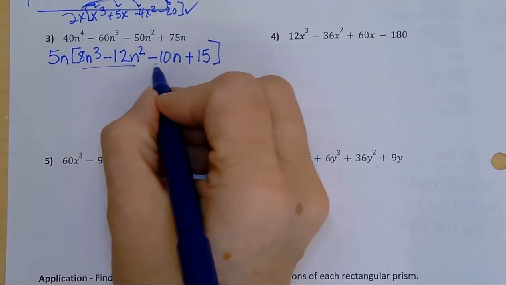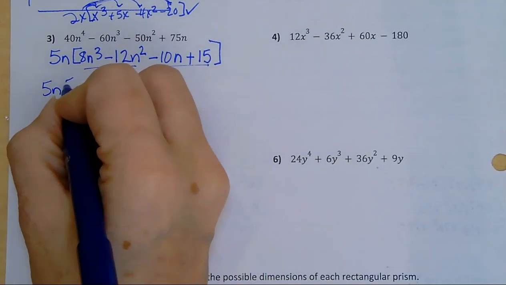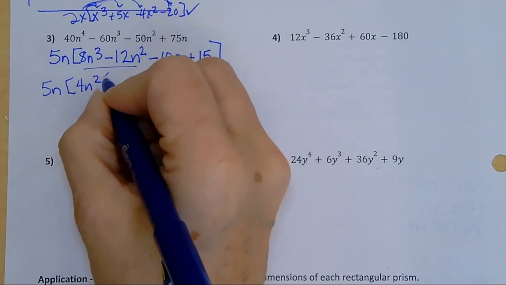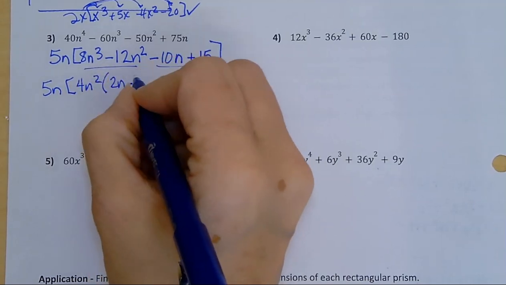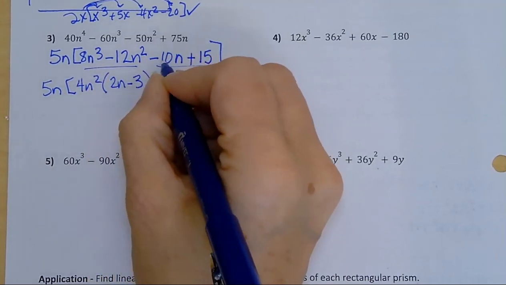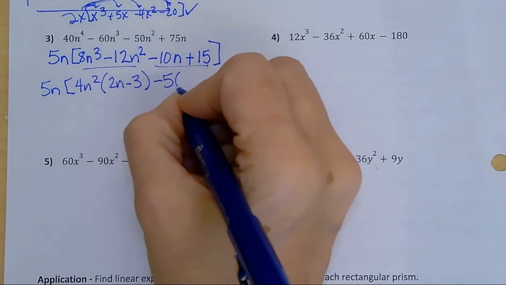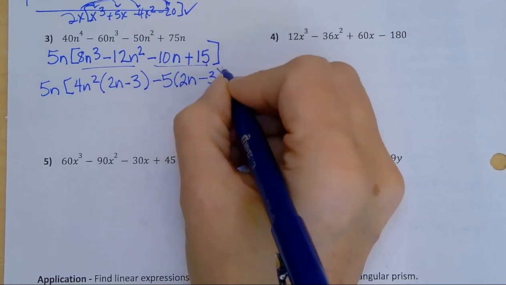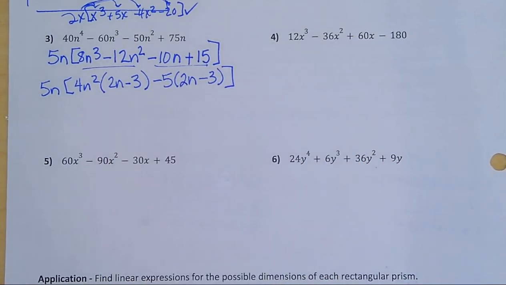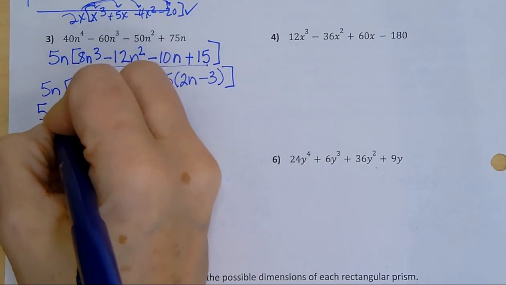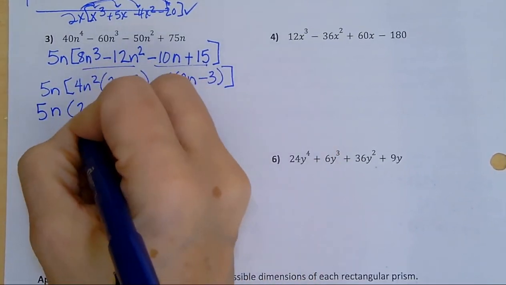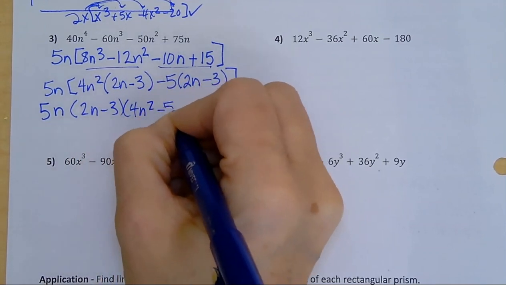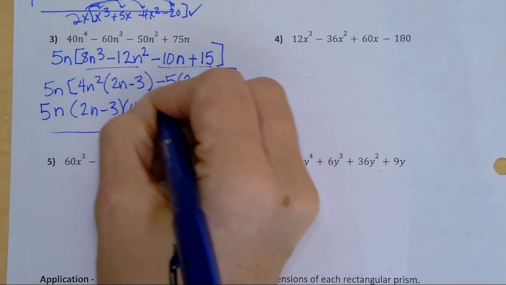I'm going to break these into 2 groups, so I have 5n times. I will pull 4n squared and leave myself with 2n minus 3. I'm going to take out negative 5, so minus 5, and I'm left with 2n. 15 divided by negative 5 is negative 3. Well, that's looking good. 5n. I'm going to pull out that binomial, so 2n minus 3 times 4n squared minus 5. That's it.